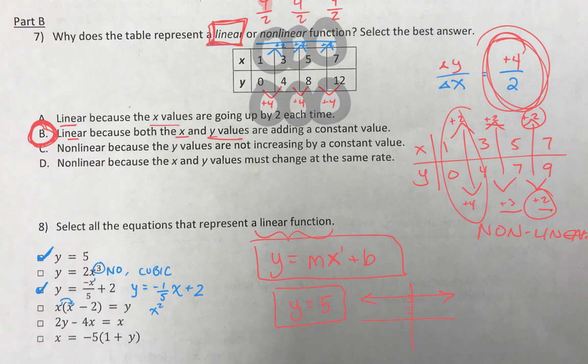So I'm distributing this x into those parentheses, and I would get x squared minus 2x equals y. Because it has an x squared, that's not linear. No, we call that quadratic. Again, not super important to you right now, but we call that quadratic. So that fourth choice was not linear.